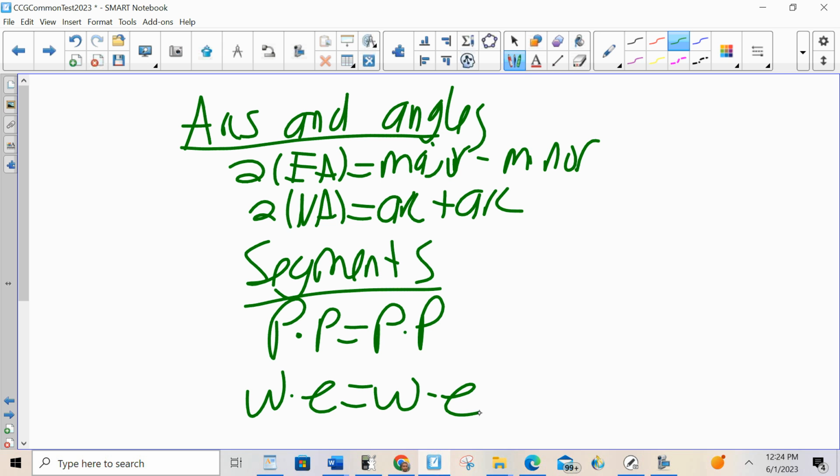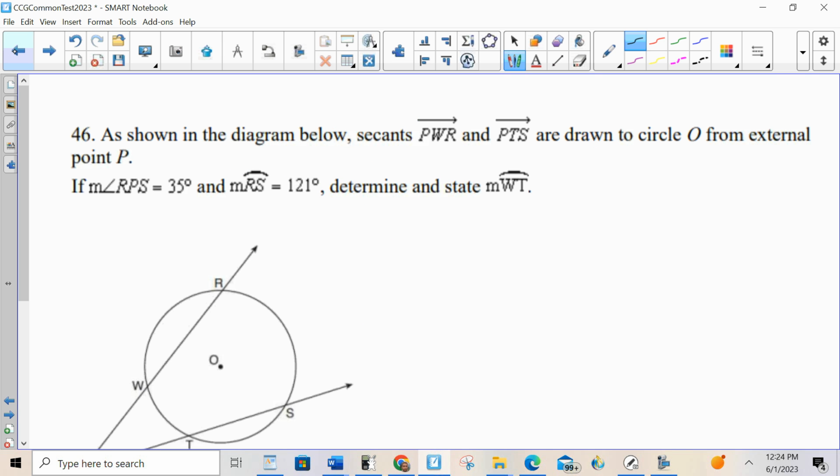For arcs and angles, if there's arcs and angles involved, we're using 2EA or 2VA. 2EA is major minus minor. 2VA is arc plus arc. If there's segments involved, then it's PP, WE: part times part equals part times part, whole times exterior equals whole times exterior. So we'll get into one of each of them shortly.